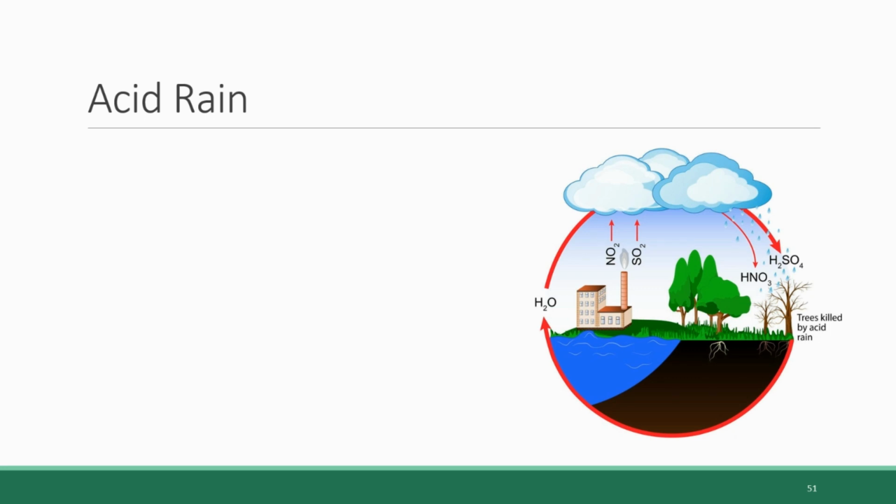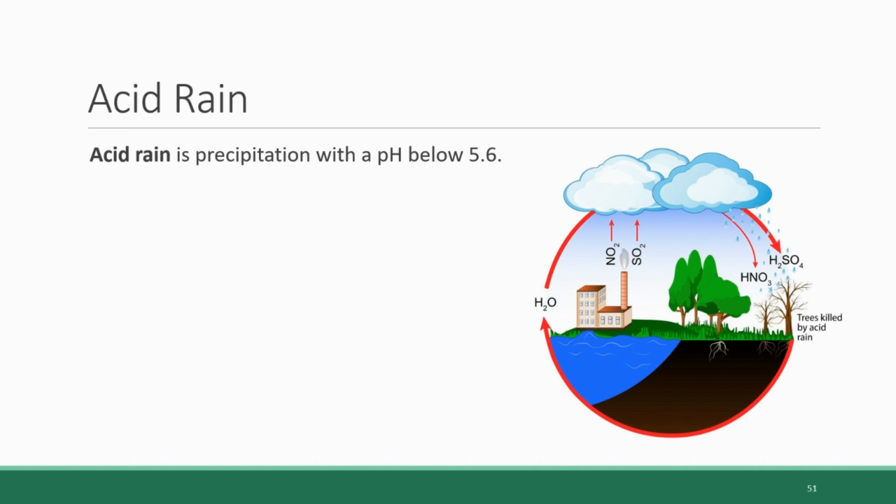While we're on the topic of air pollution, we can't neglect another related topic, which is acid rain, because acid rain is a phenomenon that is ultimately caused by air pollution. Acid rain is precipitation that has a pH below 5.6. Remember, pH anything below pH 7 is acidic.